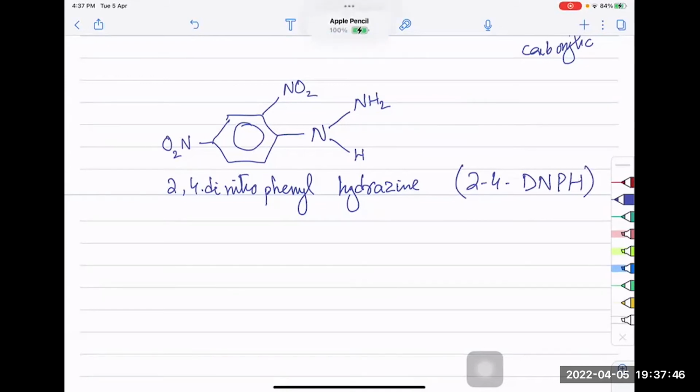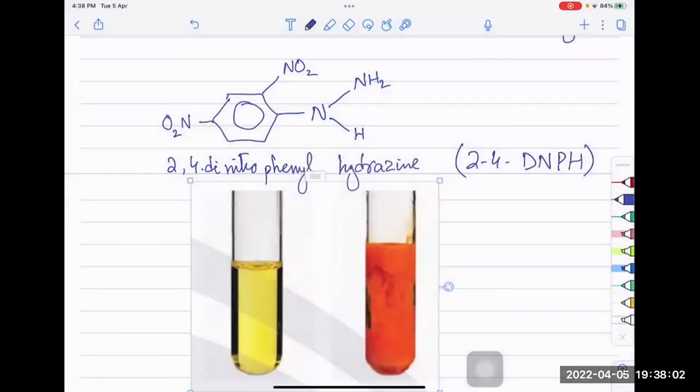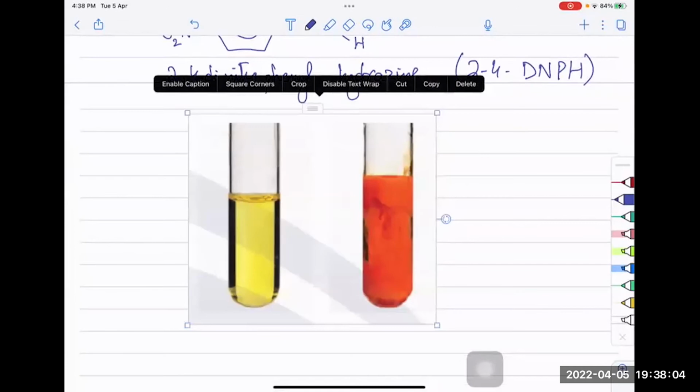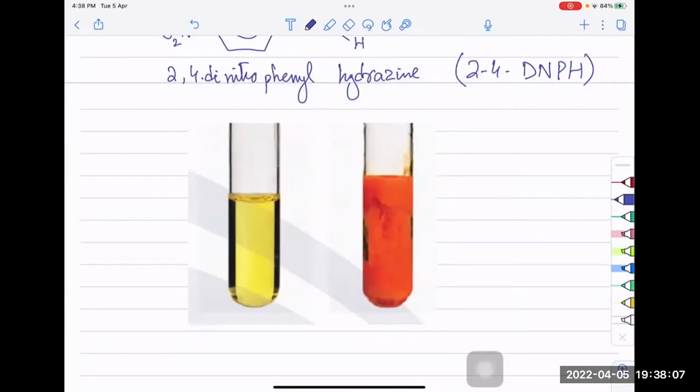Okay? So 2,4-DNPH. Now 2,4-DNPH is going to give us precipitates. Okay? And the color of its own solution is this, yellow. But when you add, so this is the color of the solution, the yellow one, but when it reacts, it can give us orange precipitate. Now the question arises, when does it react? Sir, what does it react with? That's the question. What does it react with?